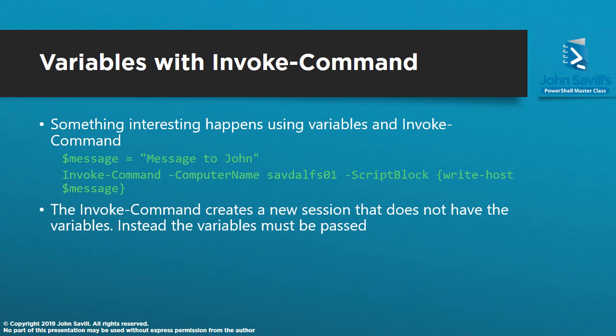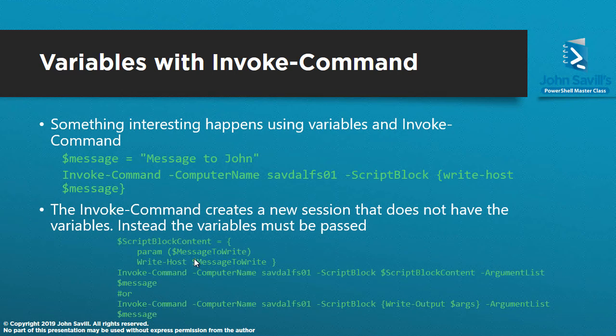It doesn't have my variables. I have to pass the variables in. So I could, for example, create a script block content with a parameter, message to write, and then write out the message. So I would do Invoke-Command, run my script block, and I'm passing an argument list of message. Or I could just say, well, run a script block, write output args. I remember that default we get, and pass in as an argument list.